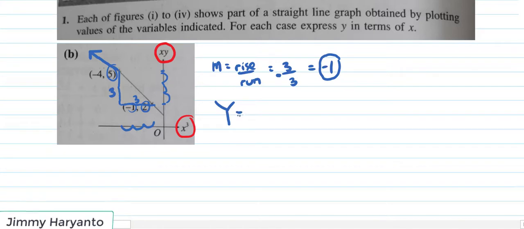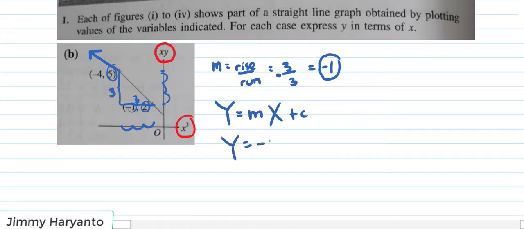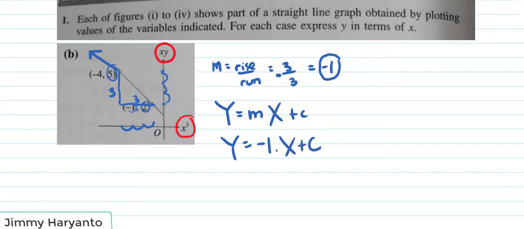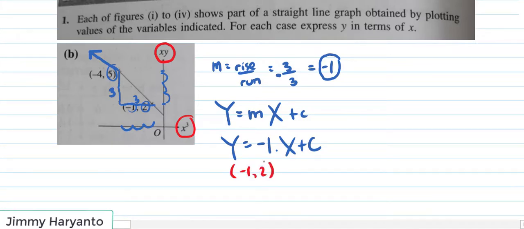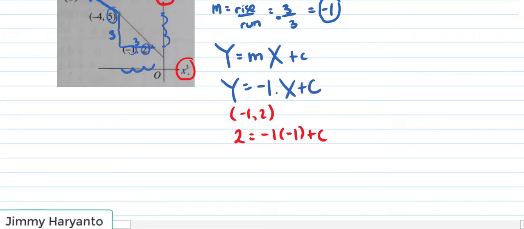So I can write big Y equals m big X plus c, right? I can put the m as -1, so -1 times X plus c. To find the c, I use the point (-1, 2), and then I put 2 in the Y, and -1 times -1 plus c. I will get 2 minus 1 equals c. c equals 1. There you go.